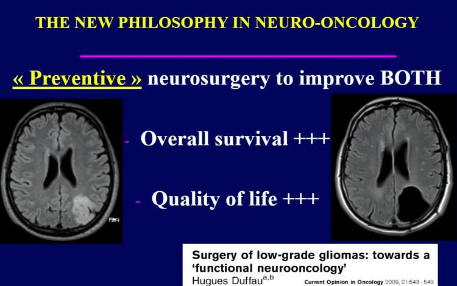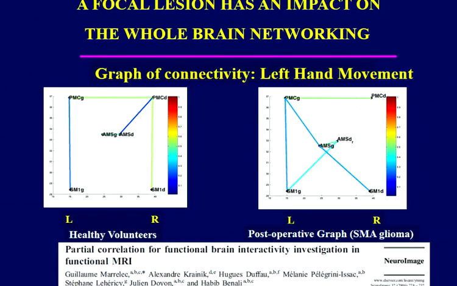I will not speak about brain surgery per se today, but you have to understand that the goal is to remove not the tumor, but a part of the brain invaded by chronic disease, and to preserve the quality of life. So we need to use this potential of brain plasticity.